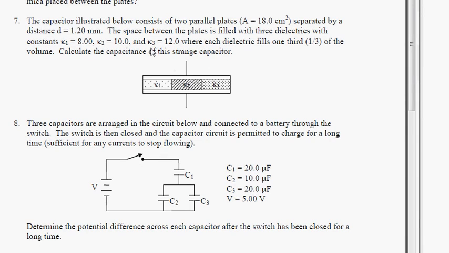Okay, for number 7, we've got this capacitor here with two parallel plates separated by a distance, and they give us that, and they give us the area too. And then the space between the plates is filled with 3 different dielectrics with different dielectric constants, and each one fills exactly 1/3 of the volume. What's the capacitance? Okay, weirdo problem, right?